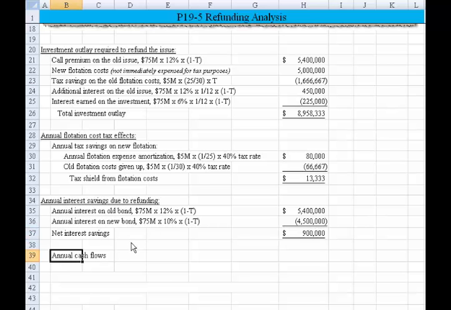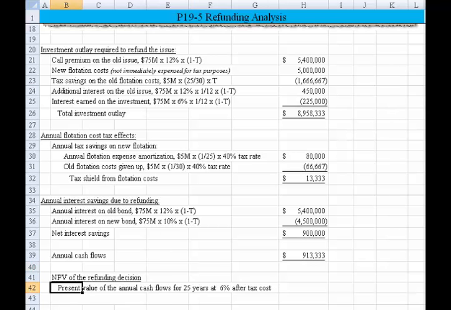The next thing we need to do is determine the annual cash flows. All we'll do is add the tax shield from the flotation cost plus the net interest savings. Then we approach the last part of our problem, which is how do we determine the net present value of the refunding decision. I'm going to do this in 2 steps. I think it makes sense to lay it out that way. The first step is to determine the present value of the annual cash flows for the next 25 years. We're going to use a 6% after-tax cost to do that.